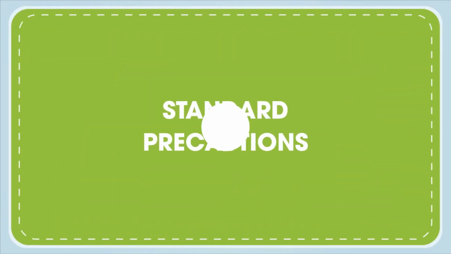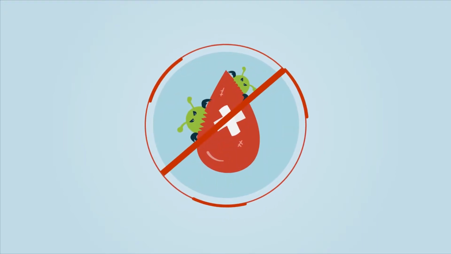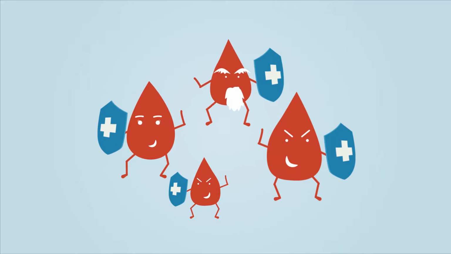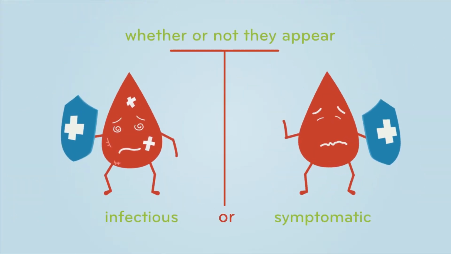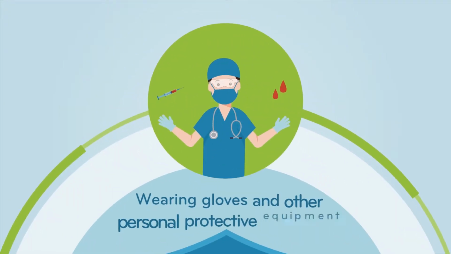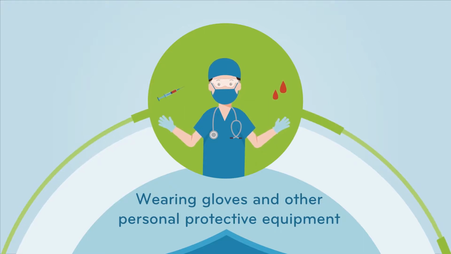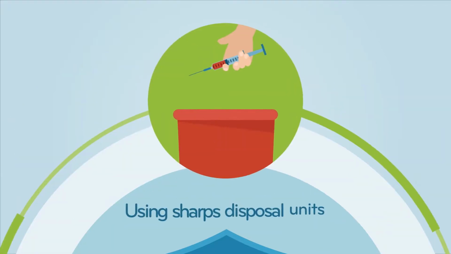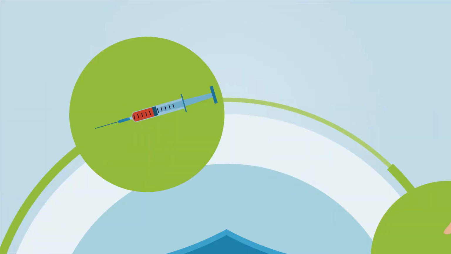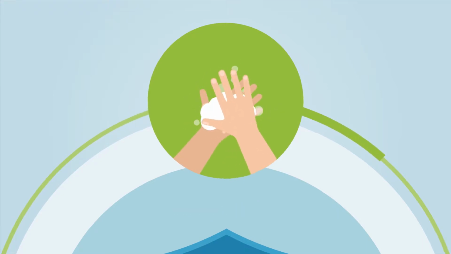Standard precautions. Standard precautions are used to prevent the spread of bloodborne germs. They're used when providing care to all individuals, whether or not they appear infectious or symptomatic. Standard precautions include wearing gloves and other personal protective equipment as necessary when in contact with potentially infectious materials, using sharps disposal units, never recapping needles. Hand washing is the number one way to prevent the spread of infections.